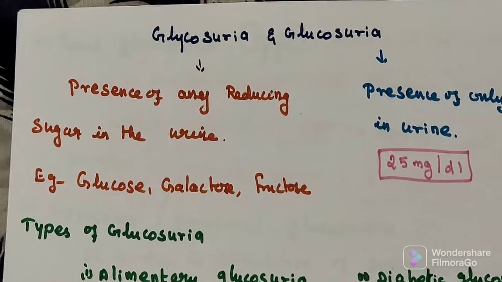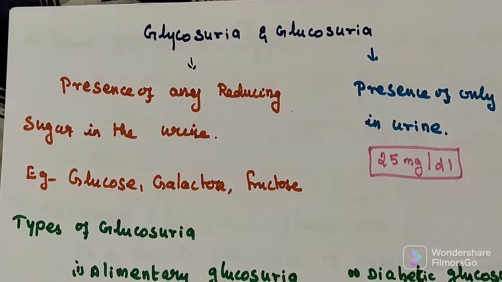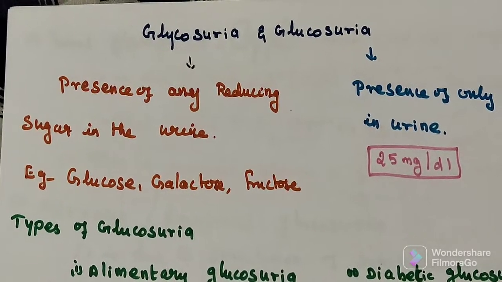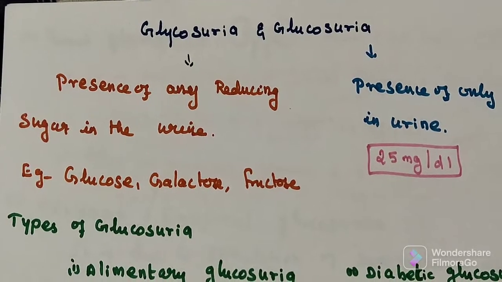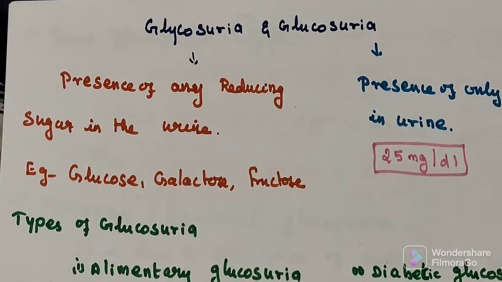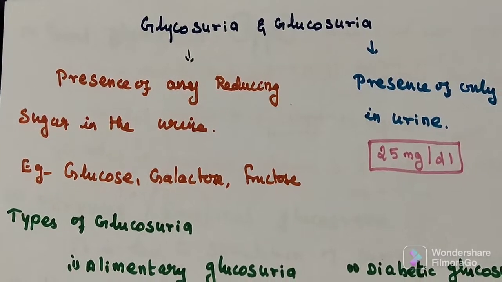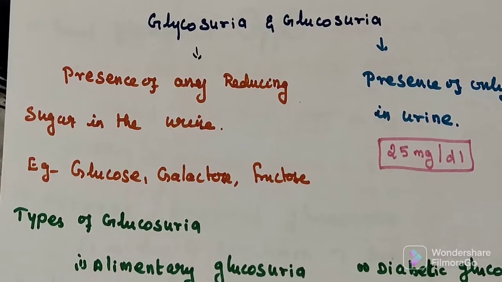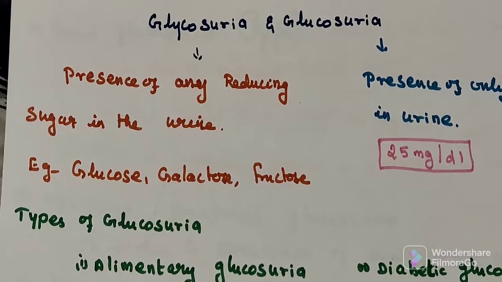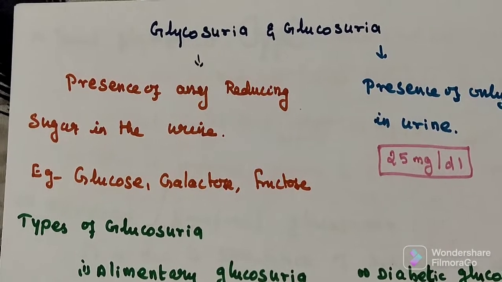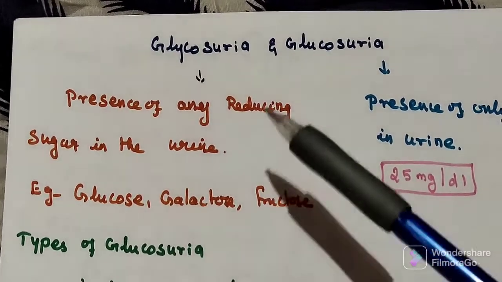Today's topic of discussion is glycosuria. Now we want to know what is the difference between glycosuria and glucosuria. Glycosuria indicates the presence of any reducing sugar in the urine. It may be glucose, galactose, fructose. Any reducing sugar present means glycosuria.